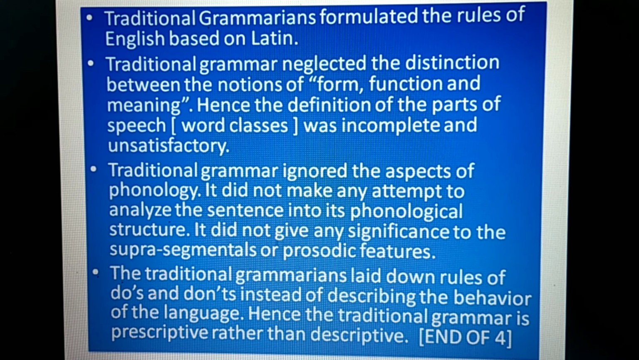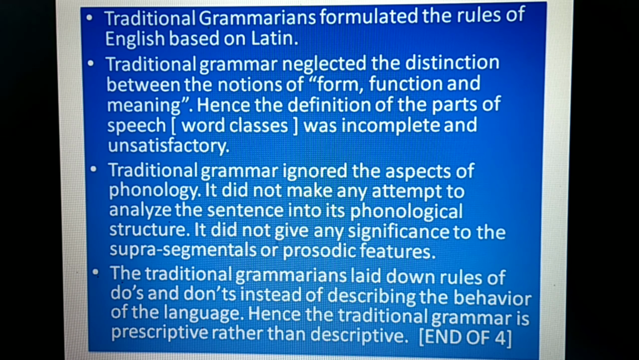Traditional grammar ignored the aspects of phonology. It did not make any attempt to analyze the sentence into its phonological structure. It did not give any significance to the suprasegmentals or prosodic features such as stress, intonation, rhythm, juncture. The traditional grammarians laid down rules of do's and don'ts instead of describing the behavior of the language. Hence, the traditional grammar is prescriptive rather than descriptive.